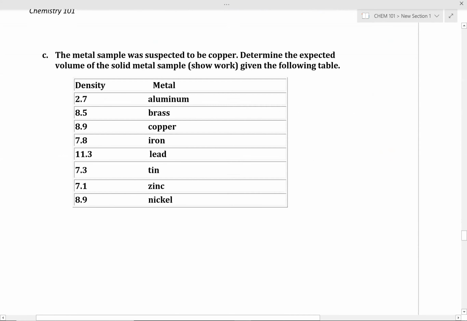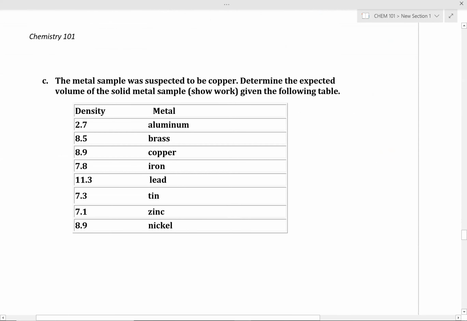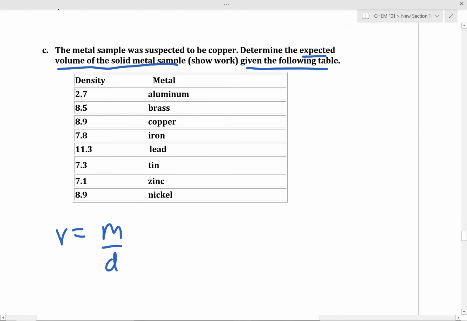So the metal sample was suspected to be copper. So determine the expected volume of the solid metal sample given the following table. Okay, so we know that volume is equal to mass over density, right? So if we suspected our sample to be copper, can we look up the density? Yeah, so the density is in grams per mL. I should have specified that. I apologize in advance for that.